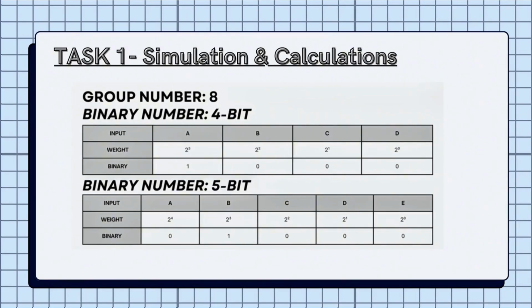In the group list, our group is number 8. So the binary number for the 4-bit binary is 1000. Meanwhile, for the 5-bit binary is 01000. So for task 1, we need to build a 4-bit circuit and a circuit according to page 15 in the lab manual.